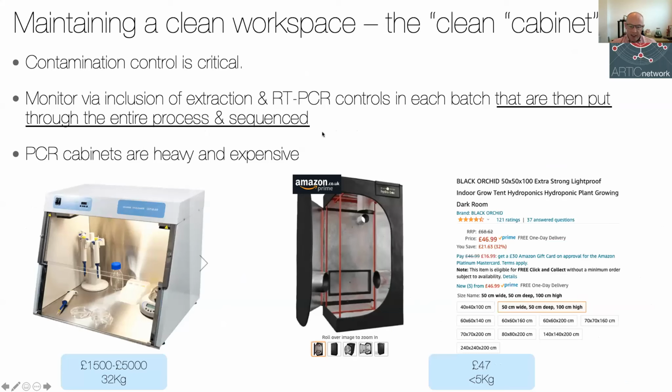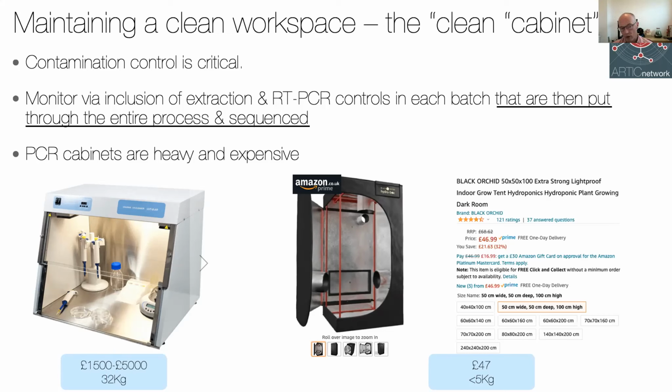Maintaining a clean workspace in the field is absolutely critical. I see a lot of people publishing data where sequencing has been done in resource-limited environments without any mention of the controls that are used to ensure that the sequencing is of high quality. And when you come to analyze this data, it's often very clear when there are problems with the data. And I think this is something people really need to take into consideration. Now, a typical approach in a standard laboratory is to use a PCR cabinet, which gives you an airflow and a stainless steel interior that can be UV decontaminated. It's incredibly expensive and they're incredibly heavy, around about 30 kilos per cabinet.